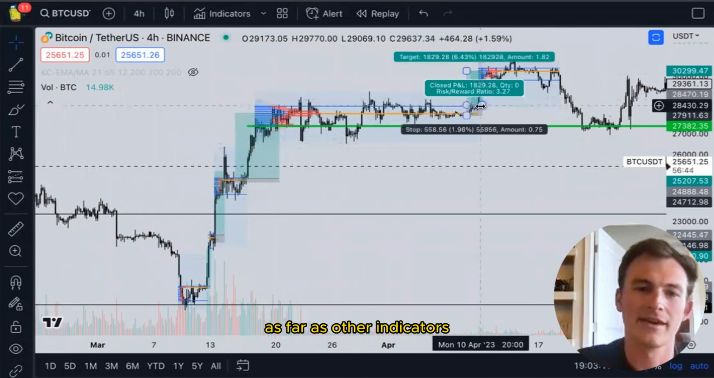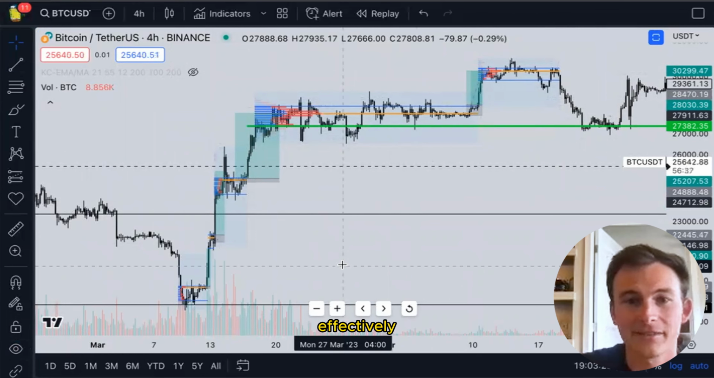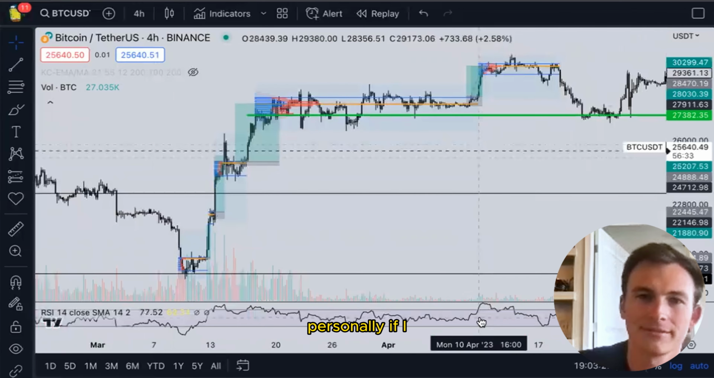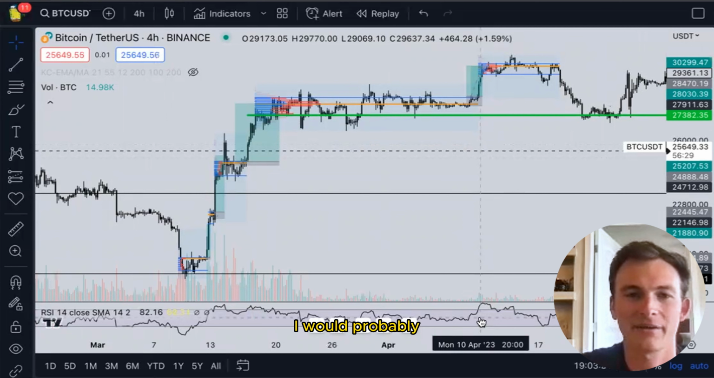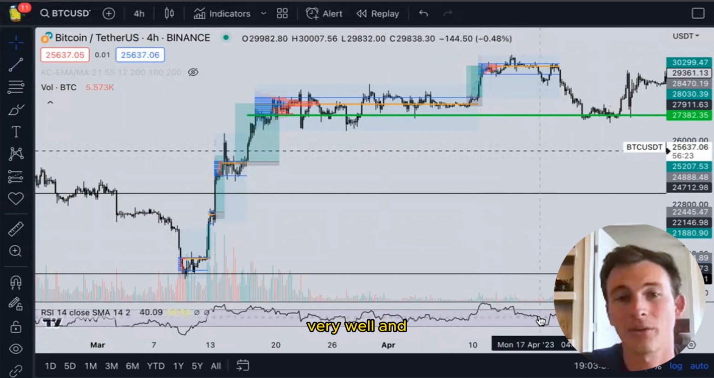As far as other indicators, I don't think you need any more indicators to trade a trend effectively, but I do like using the RSI personally. If I had to use another indicator, I would probably like to use the RSI just because I feel like I can visualize where momentum is very well.